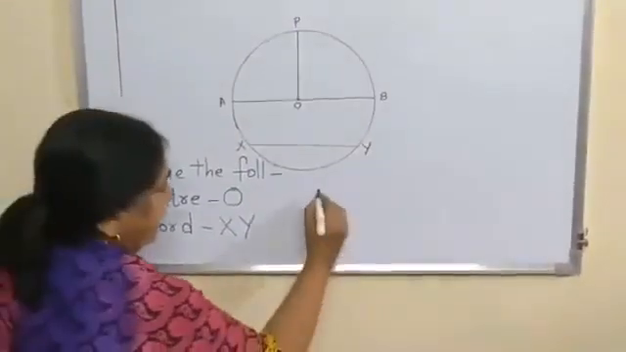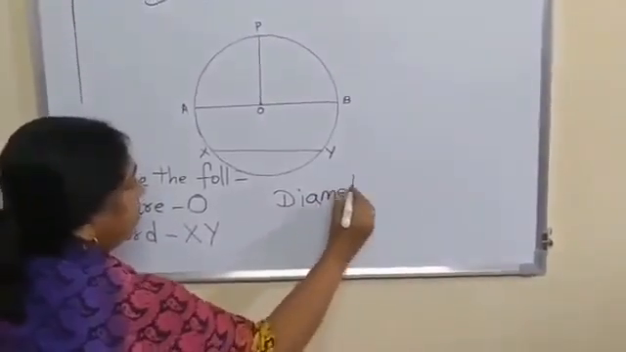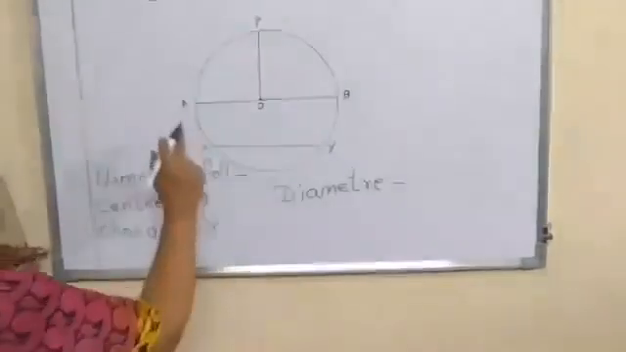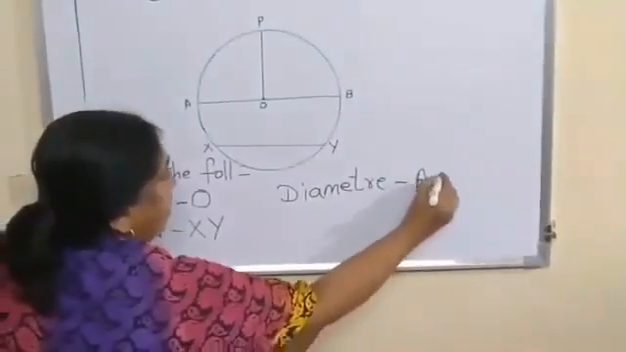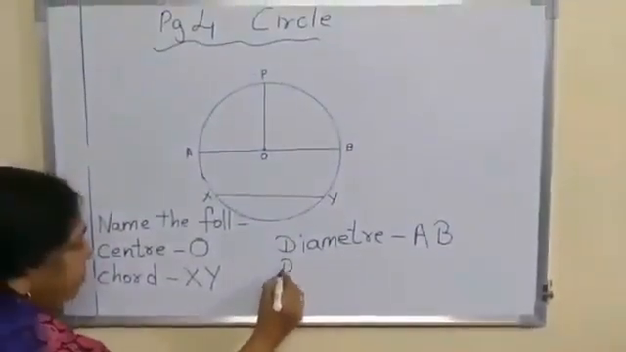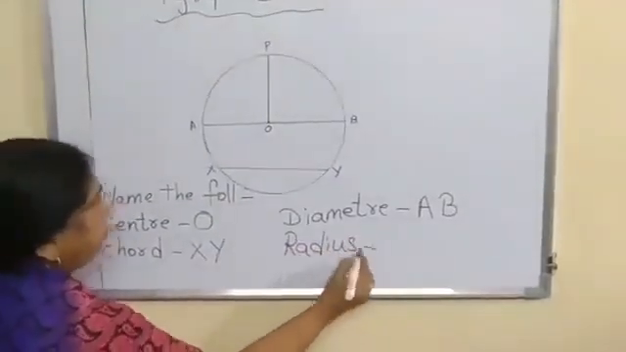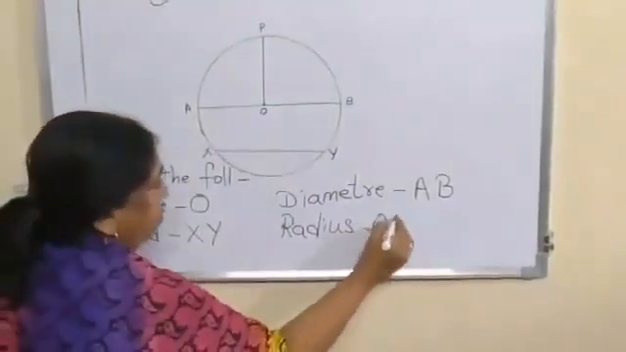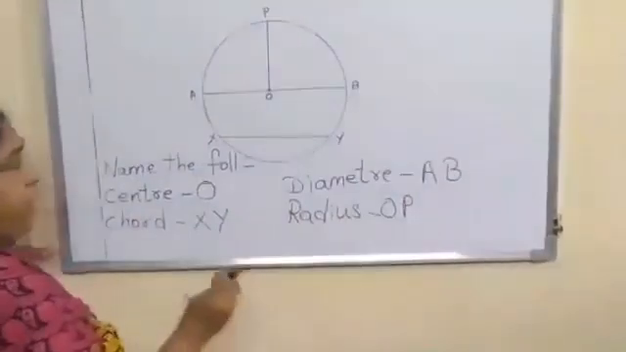Then we will write diameter. Can you tell me which is the diameter? Can you name the diameter? Yeah, the diameter is AB. Diameter AB. And the last one we have radius. Which is the radius over here? OP. OP. Children, whenever you are writing all these alphabets, you have to write in capital letters.